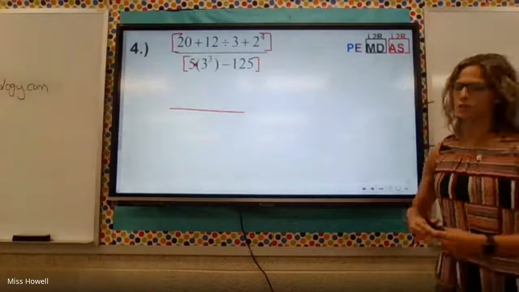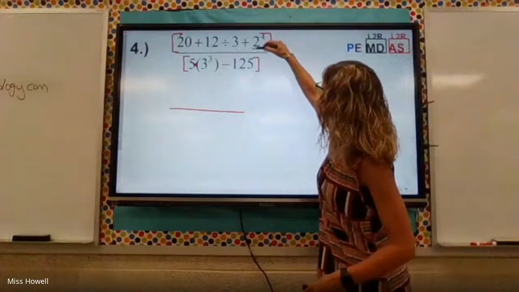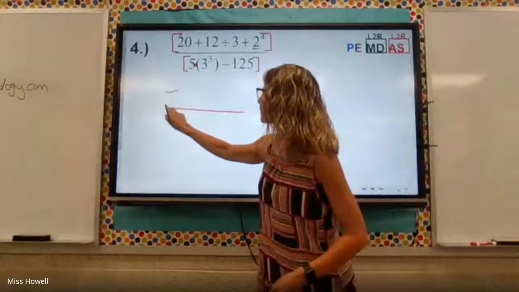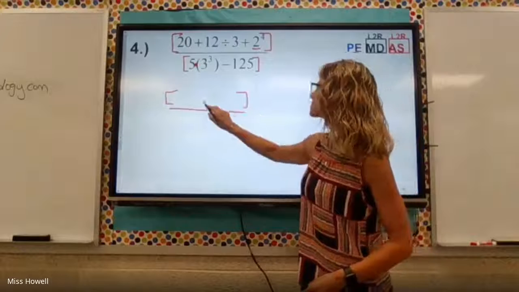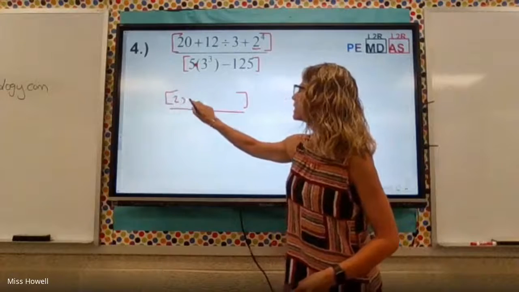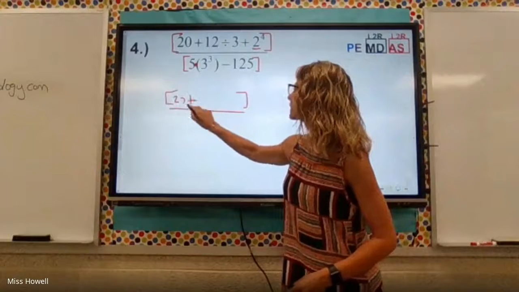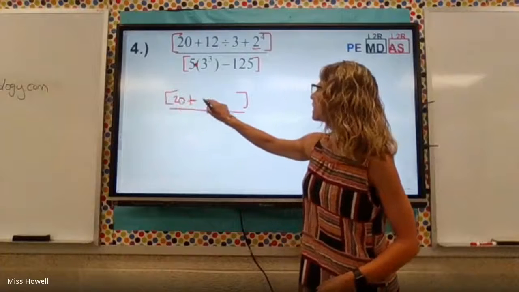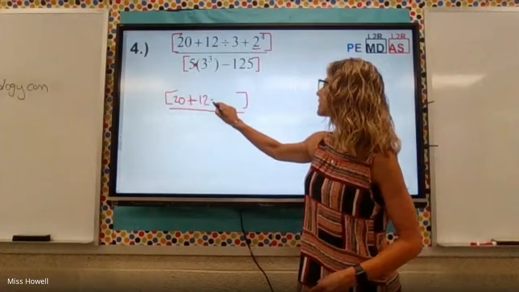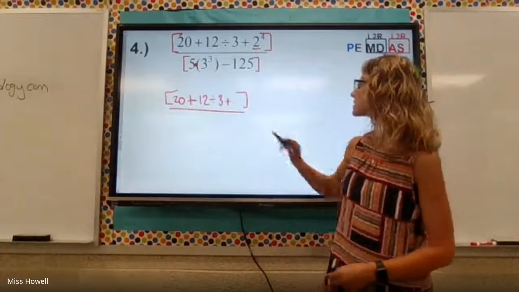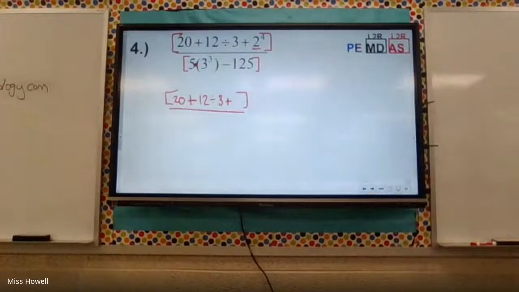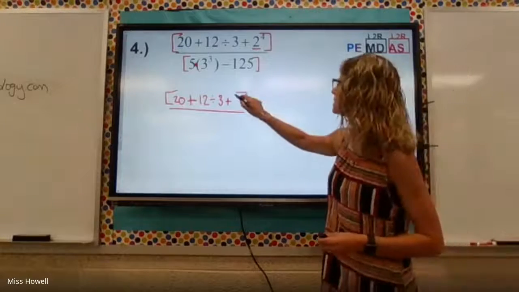So the exponent is the first one. So we're going to do this 2 to the 4th on the top of our fraction. So 20 is still there, 12 is still there, divide is still there, 3 is still there, and plus is still there. And we are going to do the 2 to the 4th power. 2 to the 4th, or 2 times 2 times 2 times 2, is just a 16.